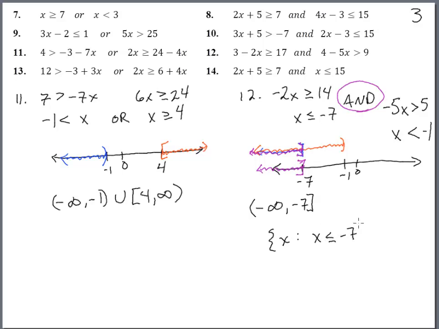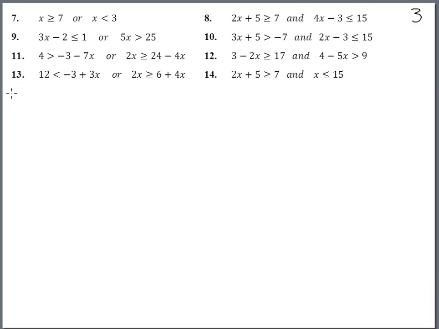And set notation says set of all x such that x is less than or equal to negative 7. Now at this point you may wonder, wait, it's like we threw that guy away, and that's true. We're saying we want all the numbers that are both less than or equal to negative 7 and less than negative 1 at the same time. And anytime you have a number that's less than negative 7, it's definitely less than negative 1. But numbers like negative 2, negative 3, negative 5, they may be less than negative 1, but they're not less than or equal to negative 7, so they don't meet the condition of and. So that's why this is the one that turns out to be important, and that one turns out to be, in this example, irrelevant.